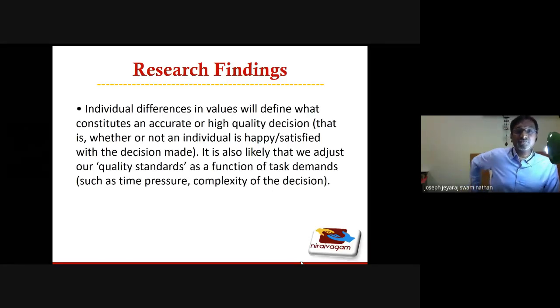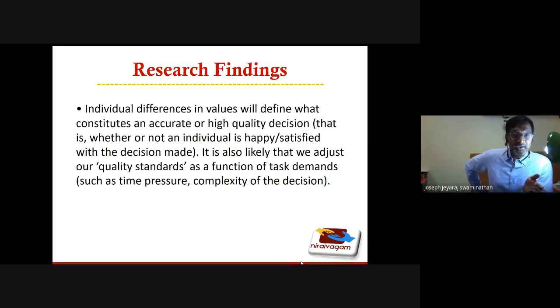Individual differences in values will define what constitutes an accurate or high quality decision. We already said that to you. Also, research findings tell us that your personality, your environment, your parental decision, the financial support that you might receive, all those individual differences will define what will be a high quality decision or not.